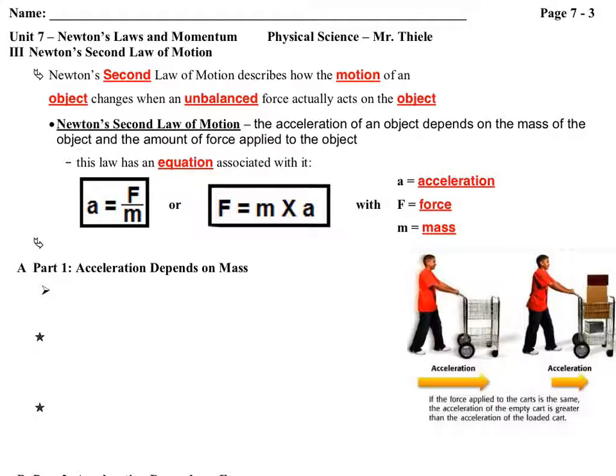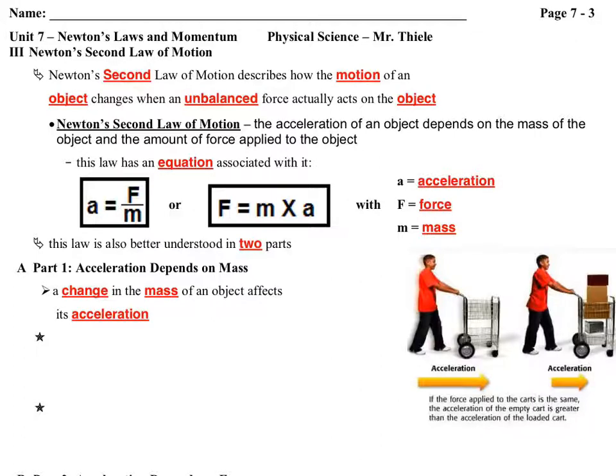And again, like the first law of motion, this law is better understood in two parts. So what does the first part of Newton's second law of motion deal with? Well, the first part deals with the fact that a change in the mass of an object affects the acceleration of the object.